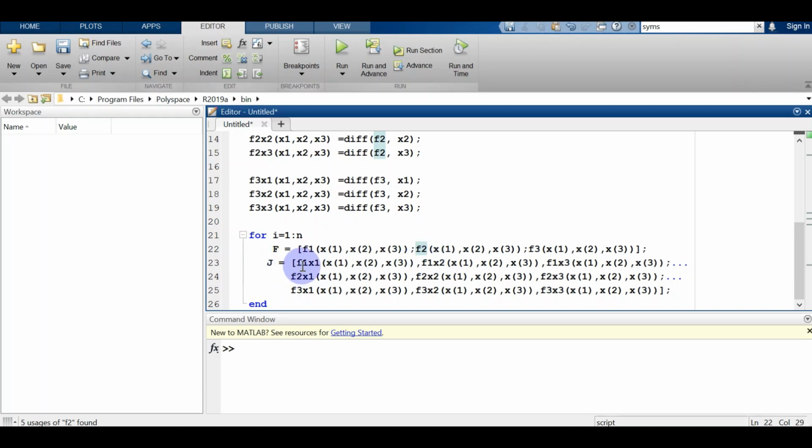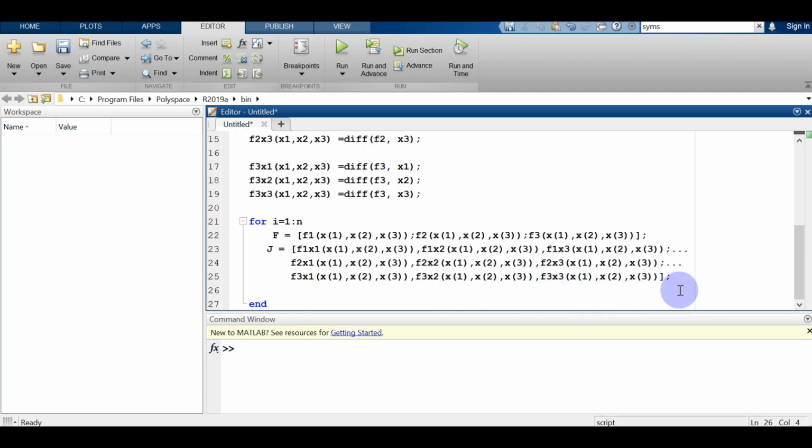Now for the Jacobian, I have f1x1, which is the partial derivative of f1 with respect to x1, so I'm computing this partial derivative at x first value, x second value, and then x third value. Similarly, I computed all the partial derivatives at the current x. Since the Jacobian matrix was very long, I used these three dots to continue the statement on the next line.